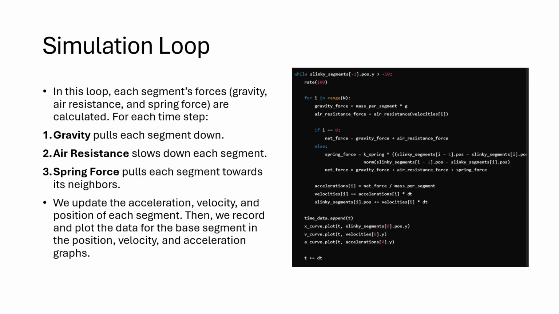In this loop, I made sure that for every time step, I first took into account the gravity that pulls each segment down, and that there's air resistance that slows each segment, and also there's spring force that pulls each segment towards its neighbors. And I updated the acceleration, velocity, and position of each segment, and you can see the velocity, acceleration, and displacement update formulas in here.